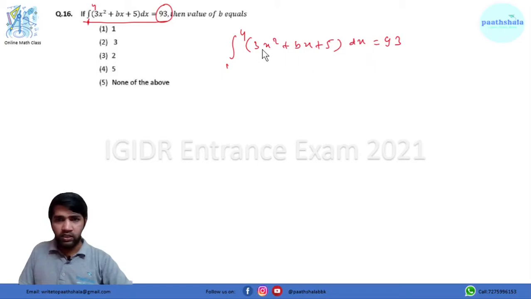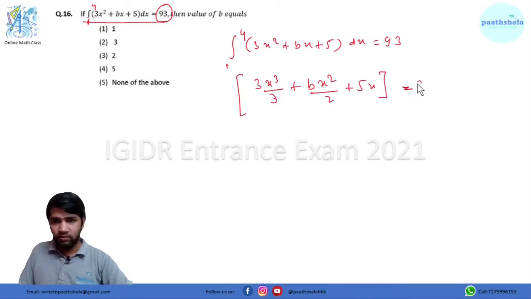93. Now integrate this, so this will come out to be 3x cubed by 3 plus bx square by 2 plus 5x. Okay, and here this is 93 and the limit is going from 1 to 4. Now put the value, 3 and 3 get eliminated. After putting the value you will get here 64. Okay, and here this will be 16 by 2, so this will be 8b and 5 4s are 20.